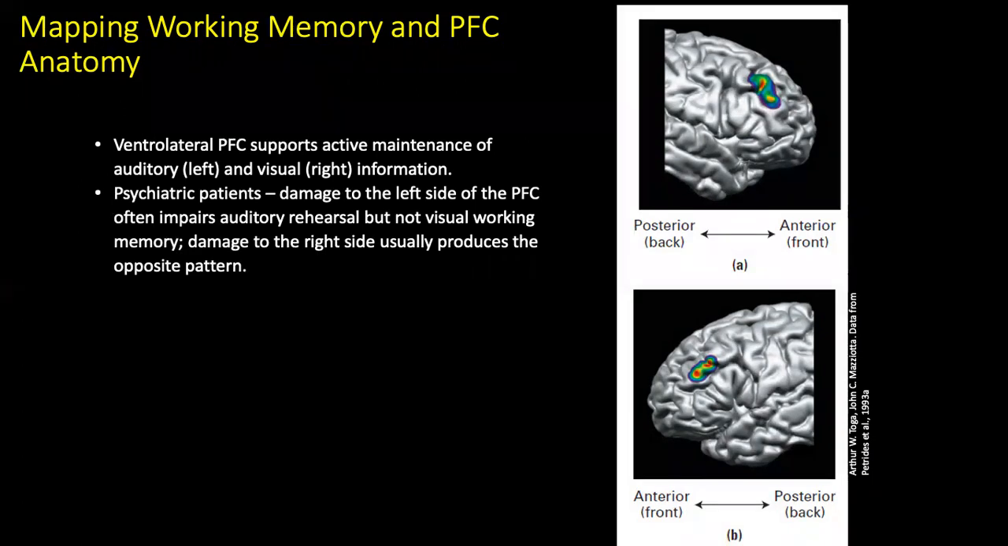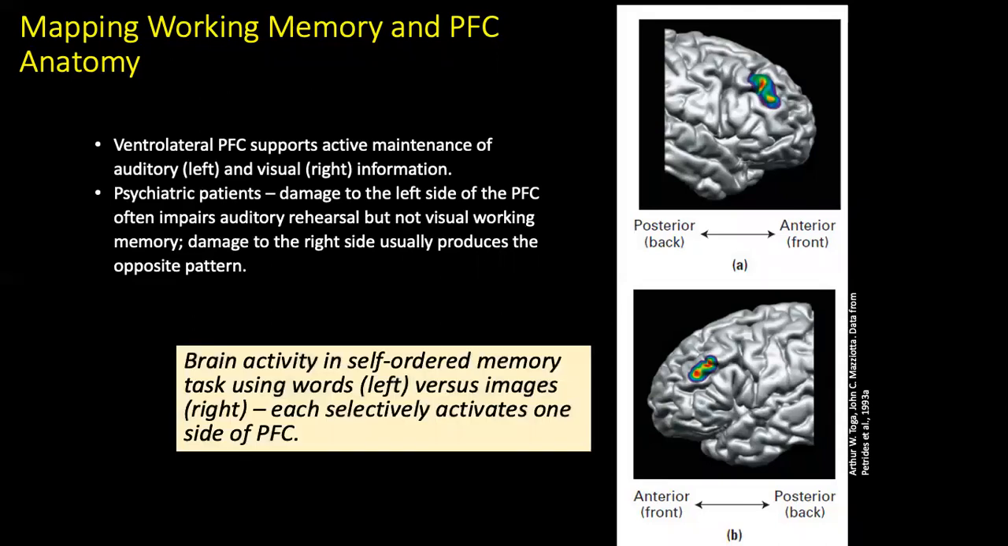And there's a lot of information that's interesting here from patients as well. So if we look at different types of psychiatric patients who have damage to the left side of their prefrontal cortex, we often see trouble with auditory rehearsal, that phonological loop, but not trouble with their visual spatial sketchpad type of working memory, right? Whereas damage to the right side of frontal cortex gives us the opposite pattern. So another nice double dissociation there, where left damage does one thing, right damage does another thing. So this is really valuable.